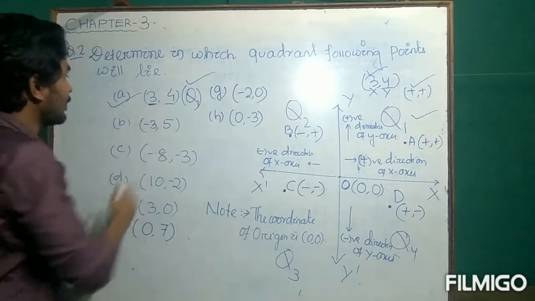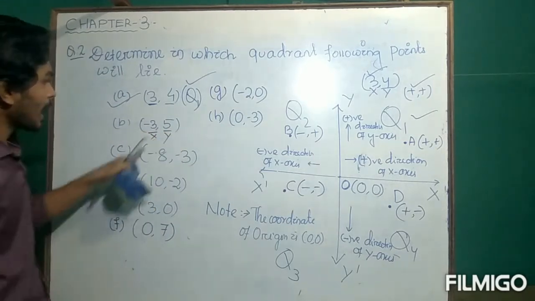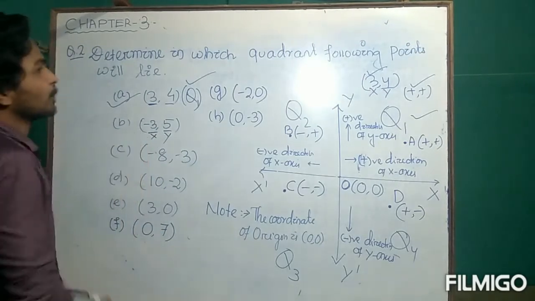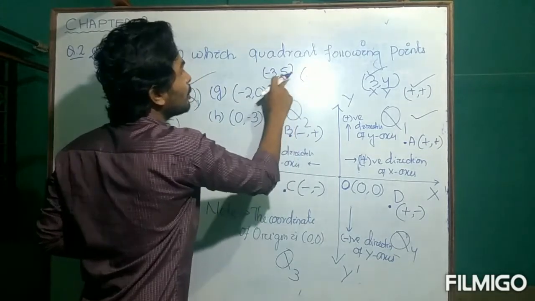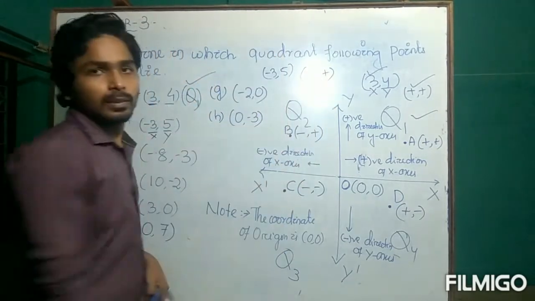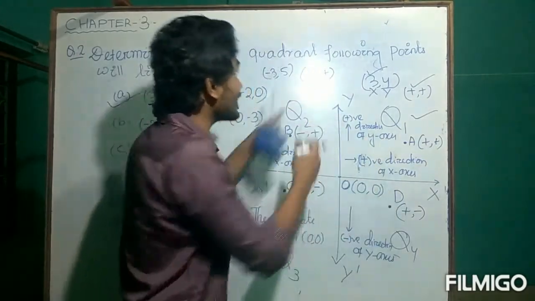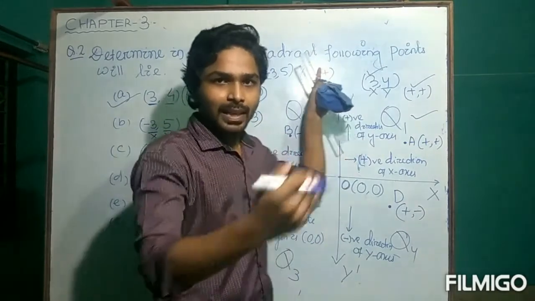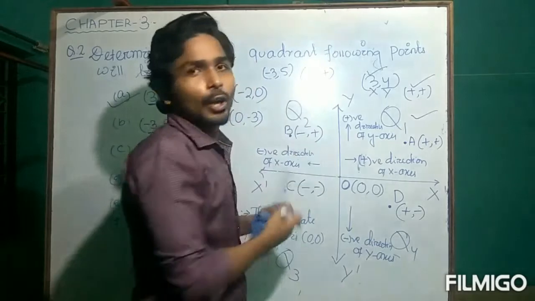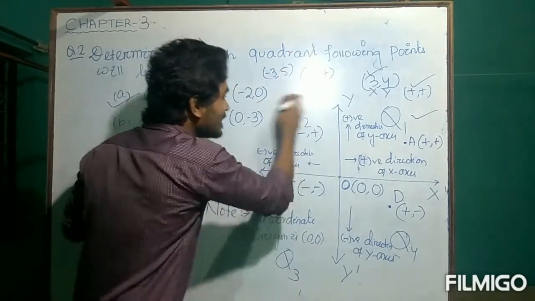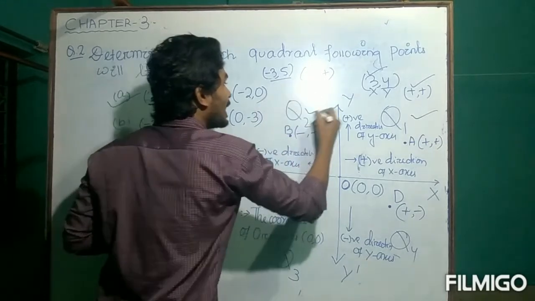Similarly, minus 3, 5. Here this is the x coordinate and this is the y coordinate. The x coordinate has a negative value but the y coordinate has a positive value. So in which quadrant will they lie? Without seeing the diagram, we can say x coordinate negative means it is towards the left side and y coordinate positive means it is towards the top. So left side and top means this is quadrant 2. Negative, positive. So this point will lie in quadrant 2.